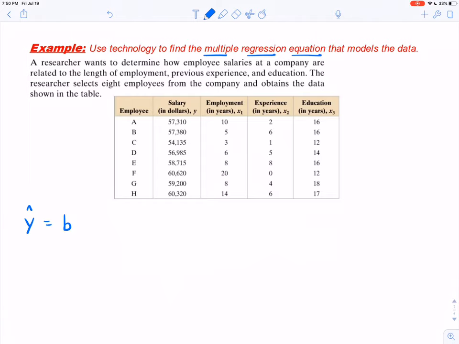So since we have 3 independent variables here, we're going to have a slope associated with x1, the years of employment. We're going to have a slope associated with x2, the years of experience, and a slope associated with x3, the years of education. Now, like I said, for multiple regression, the mathematics are pretty complicated in terms of determining what the slopes and the intercept are going to be here. So we are going to rely on technology to find that.